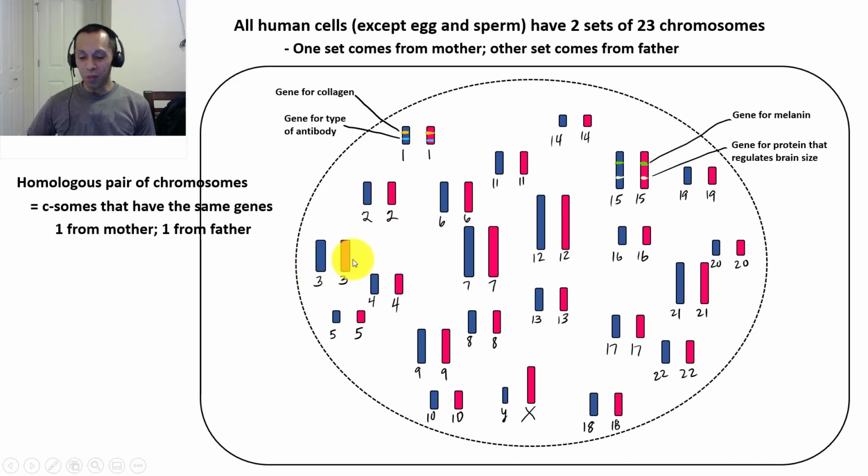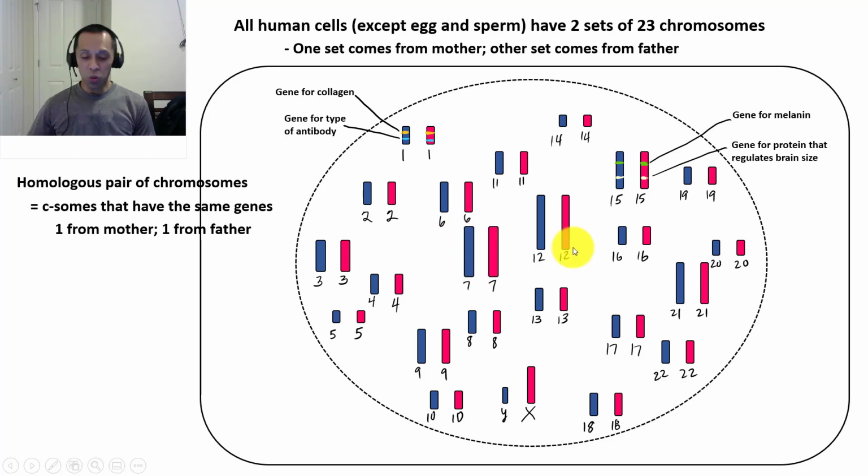These two would be considered a homologous pair of chromosomes. 7 and 7 would be considered a homologous pair of chromosomes. So again, the reason why we have homologous pairs of each chromosome, the reason why we have two of each chromosome, is because for each chromosome we get one from our father and one from our mother.